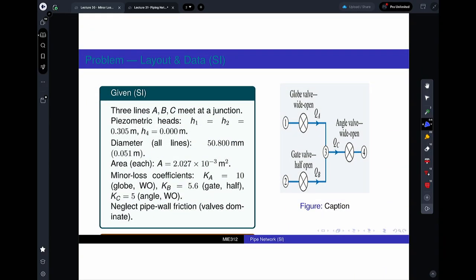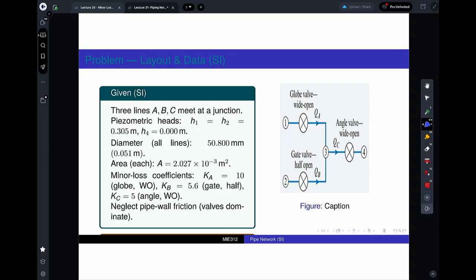All right, I gave you the full solution to this, so I don't feel bad about rushing through it in 6 minutes. Same sort of thing. I have 3 lines, H1, H2, which are at 0.305 meters, and H4, and diameters for all of the lines are 50.8 millimeters. And again, at this point, I think you're used to this where I do convert from English to SI. This is why you get these odd numbers.